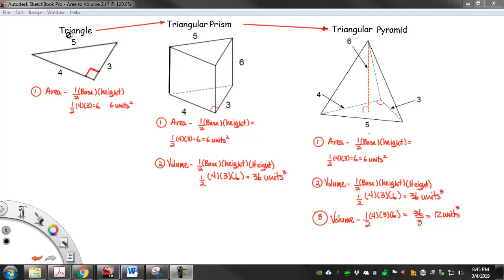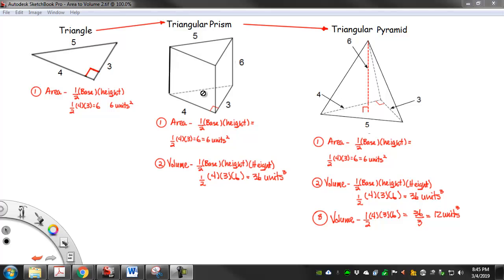Okay, the next one that we're looking at is to take a triangle, just a flat surface, and take a triangle to a triangular prism, from a prism to a triangular pyramid. We know that the area of a triangle is 1/2 the base times the height. In this case, I have 4 as the base, 3 as the height. 4 times 3 is 12, divided by 2 will give me 6 units squared.